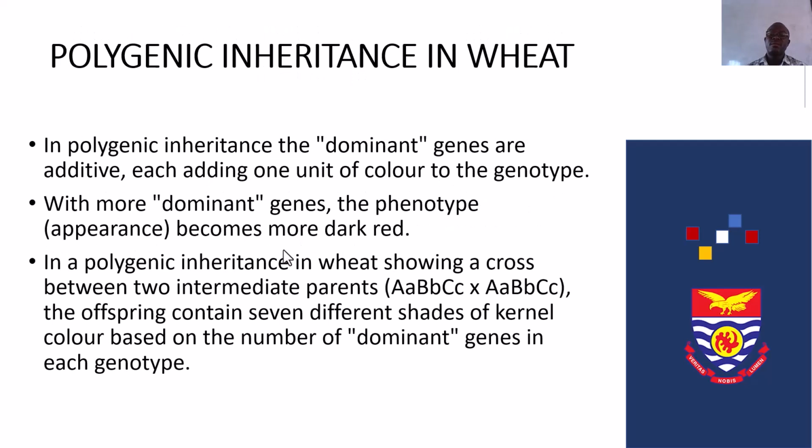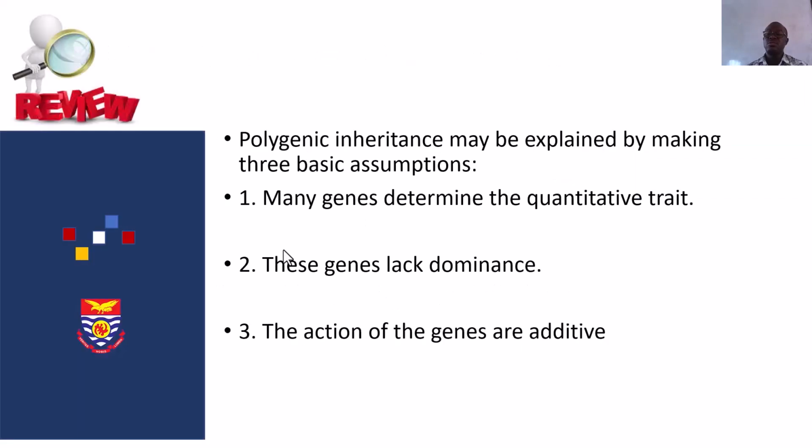In polygenic inheritance, the dominant genes are additive, each adding 1 unit of color to the genotype. With more dominant genes, the phenotype becomes more dark red. In polygenic inheritance in wheat, showing a cross between two intermediate parents, the offspring contains 7 different shades of kernel color based on the number of dominant genes in each genotype.